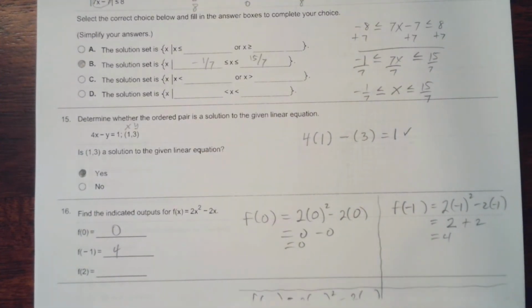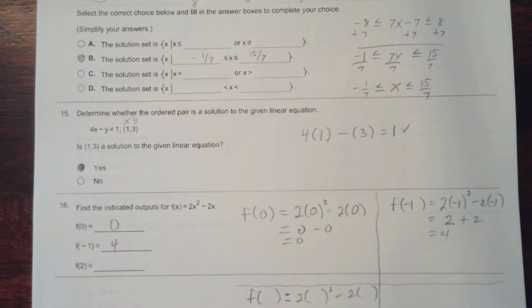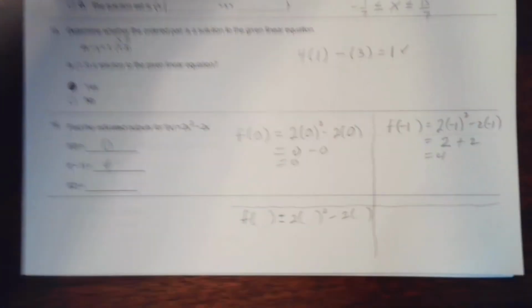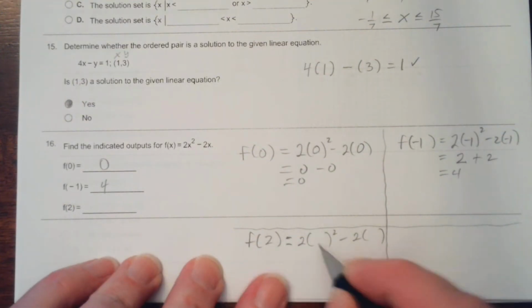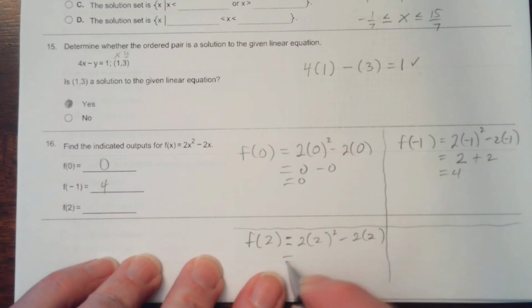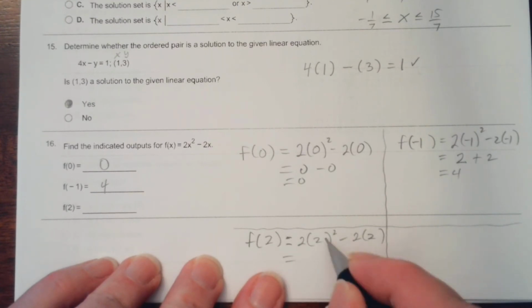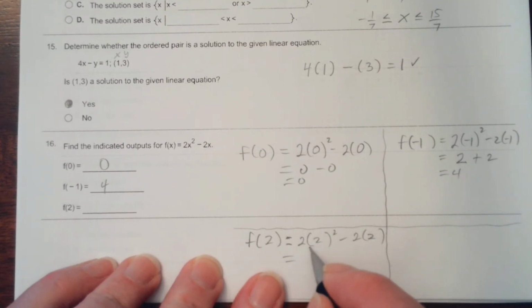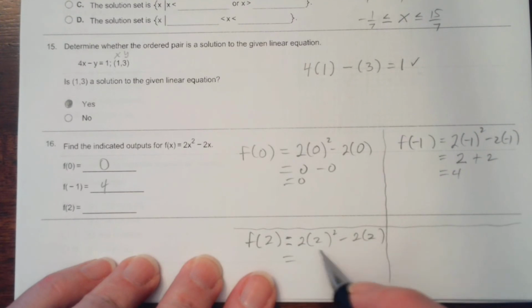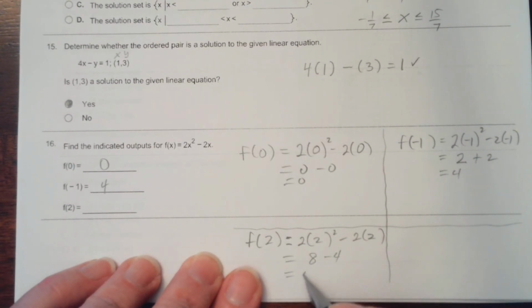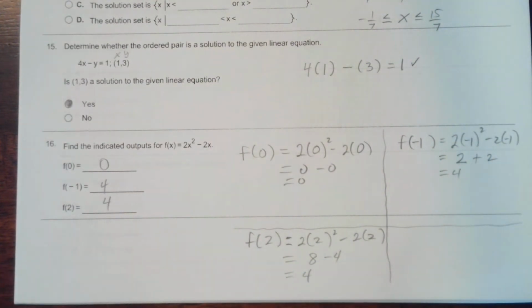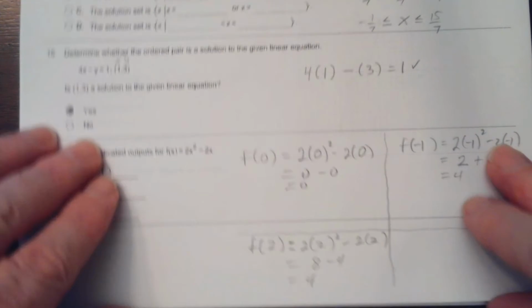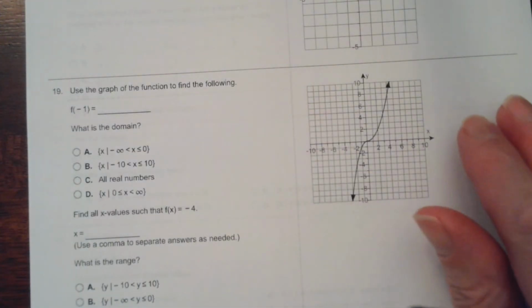And then we have one more. We need to find f of 2. Let me stretch this out just a little more. So if we plug in 2, remember we're going to square first. You don't want to multiply here first. So 2 squared is 4. 4 times 2 is 8. This will be 8 minus 4, which is 4. So that's number 16. All right, let's move on to the next problem.